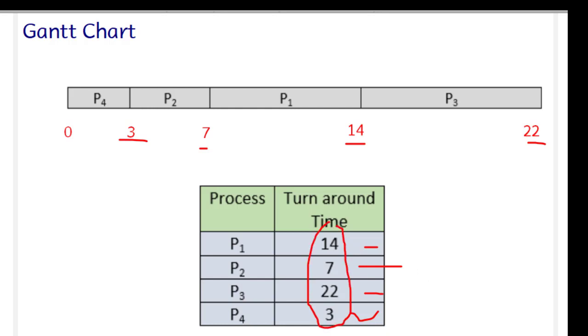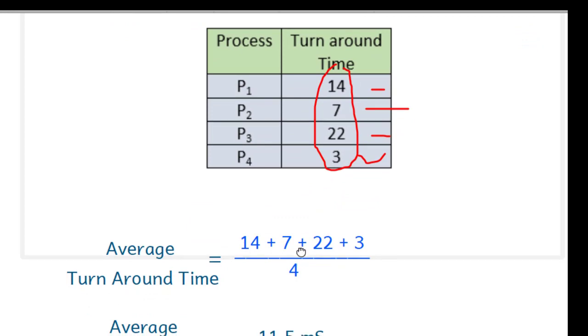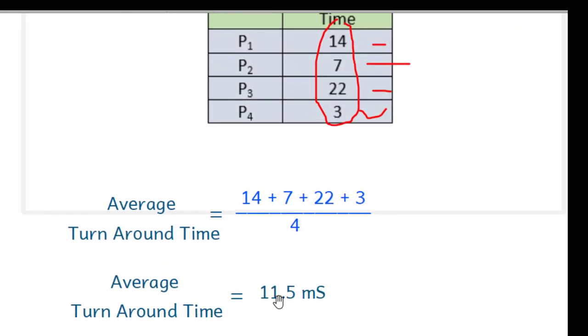Now in order to calculate the average turnaround time, we just add all these, 14 plus 7 plus 22 plus 3, and divide by 4. So we get the final answer of 11.5 milliseconds. This 11.5 milliseconds is the average turnaround time for this particular set of processes.